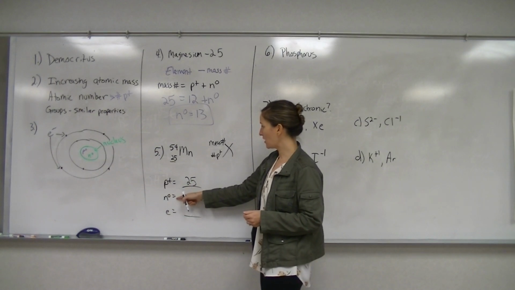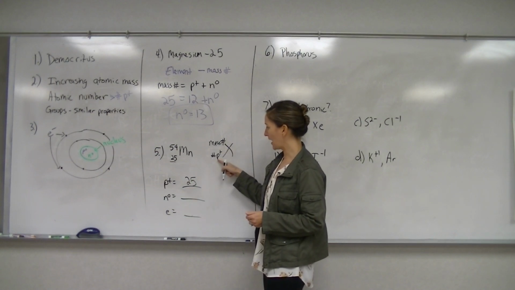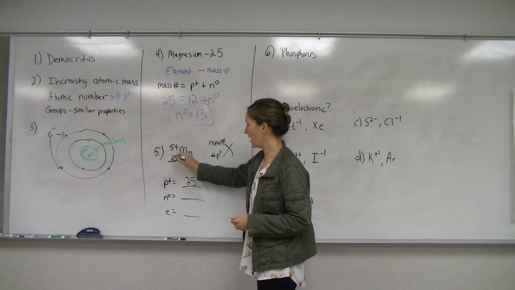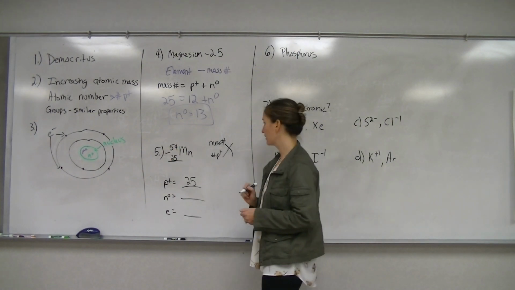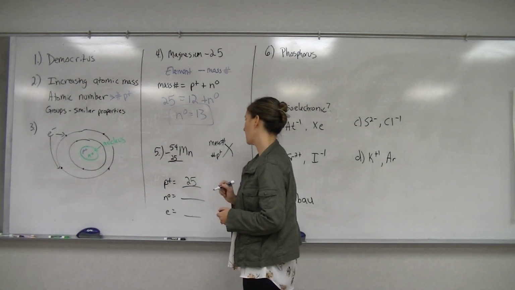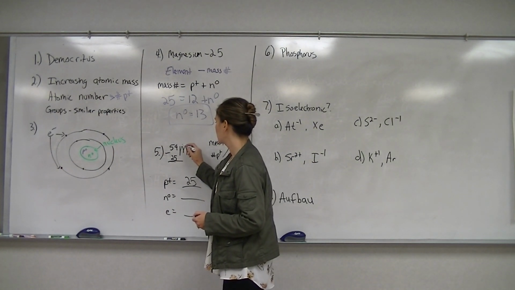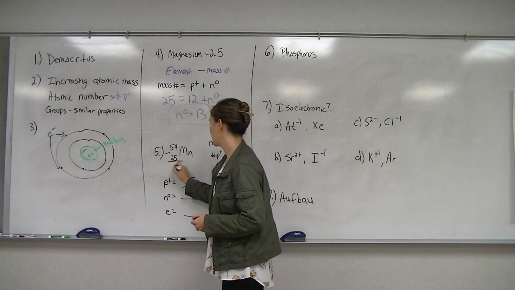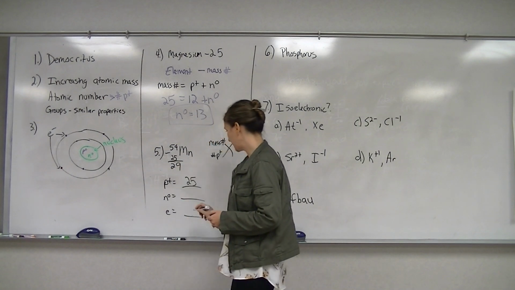To figure out the neutrons, we take the mass number and subtract the protons. So just draw a line and then put a subtraction sign there. So what is that, 25? 29? So give me 29 neutrons.